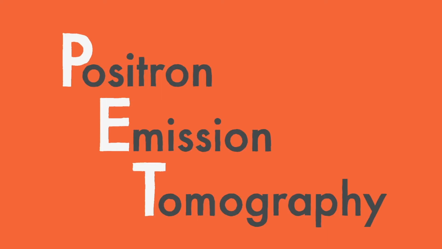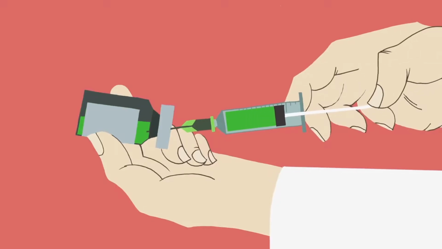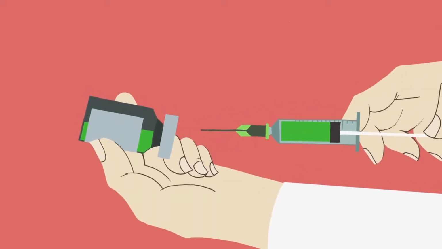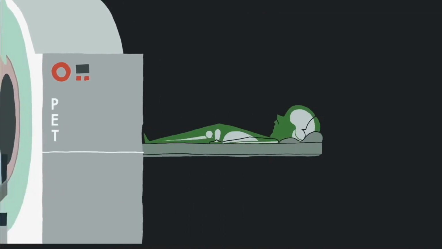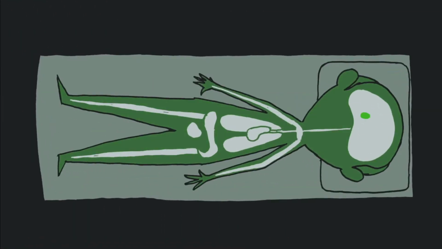PET imaging, or positron emission tomography, is done to quantify the amount of Alzheimer's disease cytotoxic proteins in the brain. During a PET scan, specific radioactive tracers are injected intravenously into the patient. The radioactive tracer then travels through the vascular system and binds to a specific target in the brain.